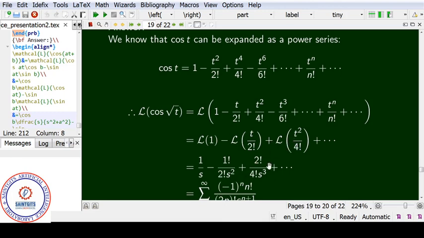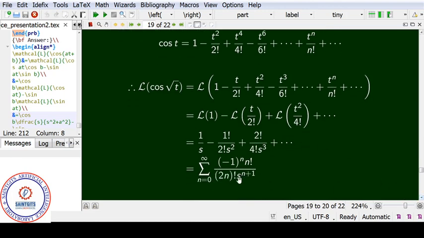Similarly, here I take 1 by 4 factorial outside. L of t square is 2 factorial divided by s raised to 2 plus 1, that is s cube, plus etc. Now we generalize this infinite series as a sum, sigma n equal to 0 to infinity. Here alternate terms are plus minus, so there is a minus 1 raised to n in the term. N factorial divided by, here we have even number factorial, so 2n factorial into s raised to n plus 1.